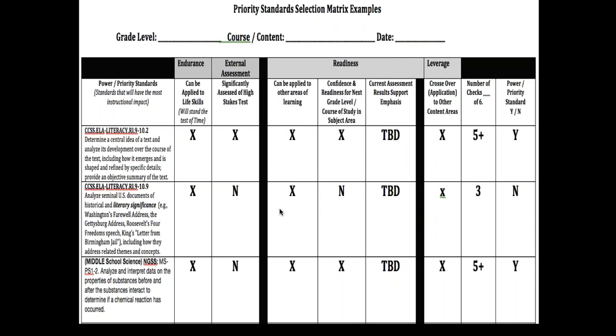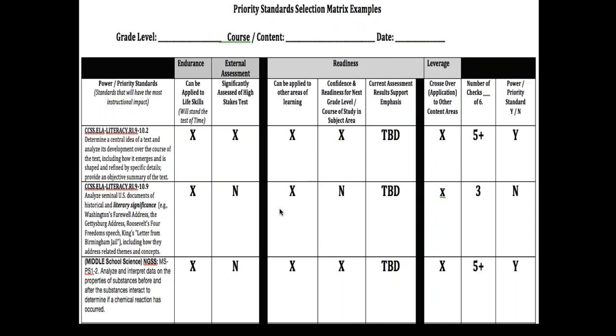For the crossover to other areas, they put an X, but they specifically put a lowercase x. It's not analyzing the U.S. documents. Analyzing documents and reading closely, certainly there's an anchor standard for that. But this is where we can see a standard that might not meet the criteria for priority.